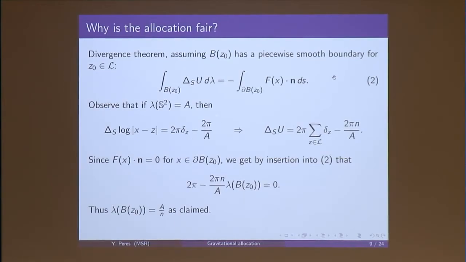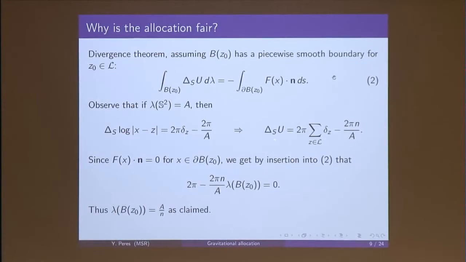This is a calculus exercise I'm not writing out. But the spherical Laplacian of a log will give you this term you're familiar with from the plane, with the curvature correction, 2 pi over the area. So if the area tends to infinity, the sphere becomes flat, and this term disappears. Using that, the Laplacian of the potential is going to be 2 pi times the sum of these Diracs over the stars minus 2 pi n over A.